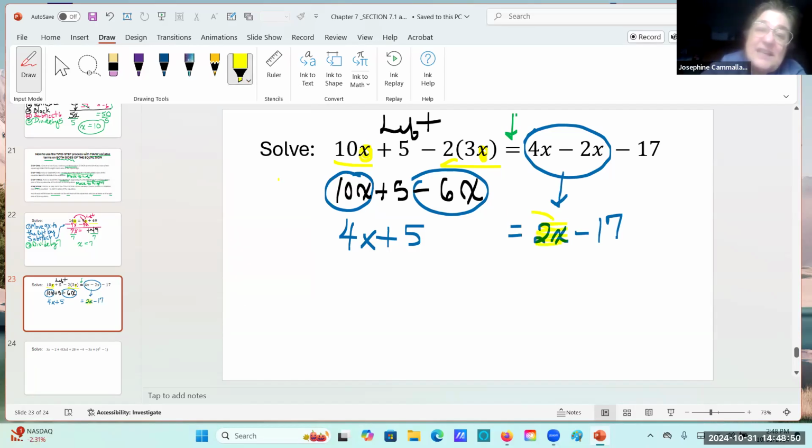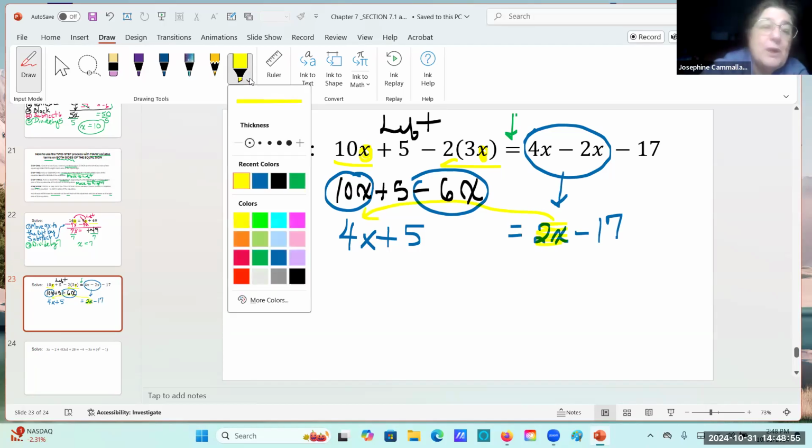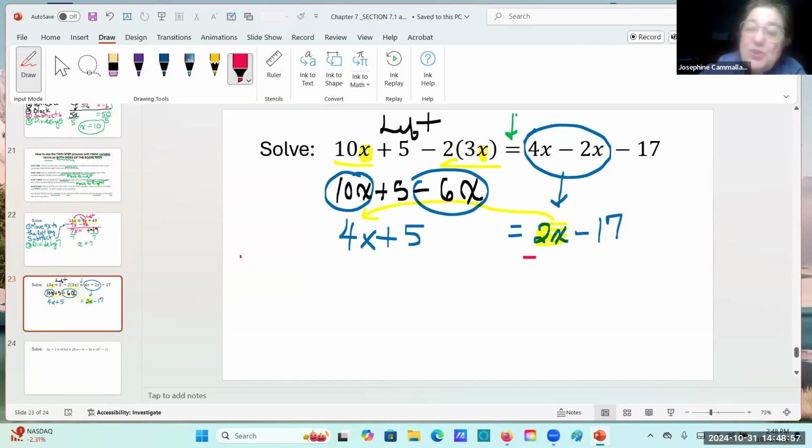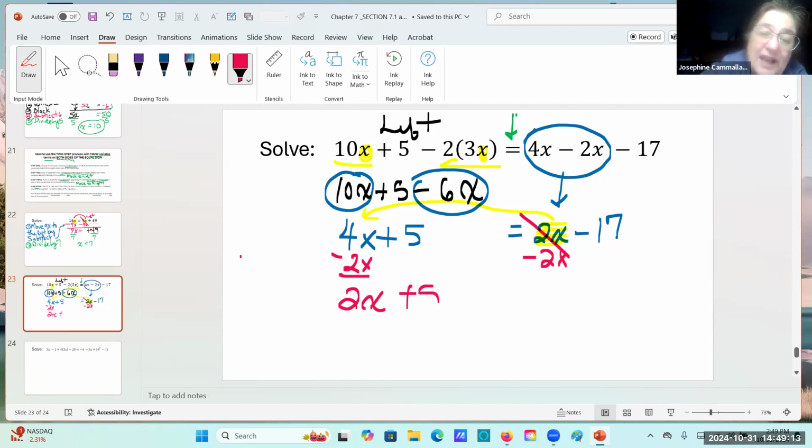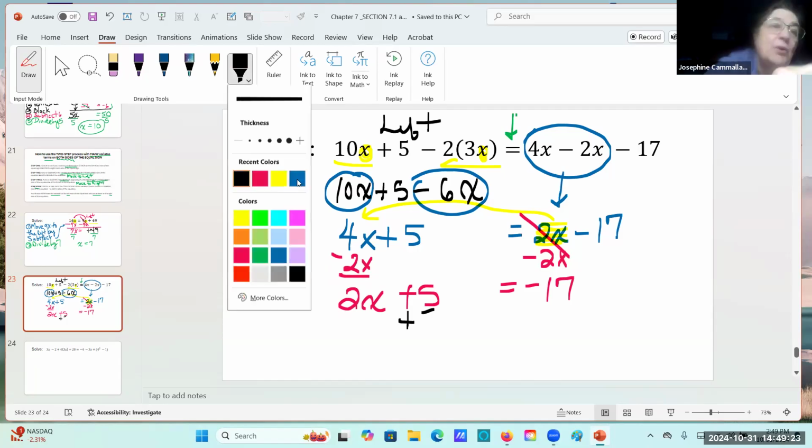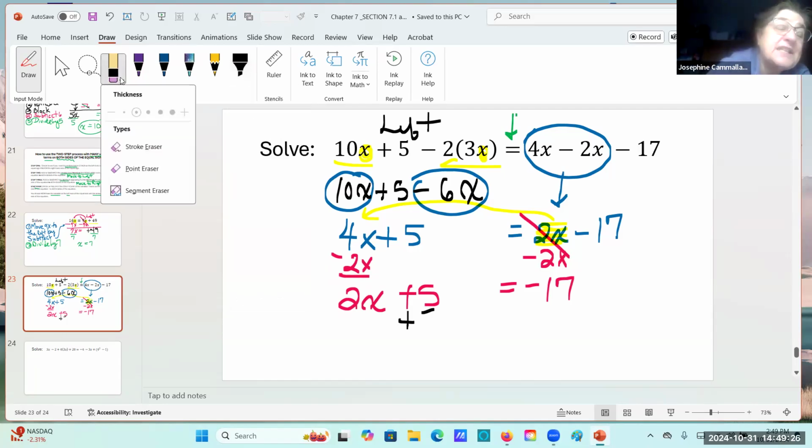This x is moving to the left. So what we're going to do is subtract 2x from both sides. This is going to go here. Over here, I have positive 2x plus 5 is a negative 17.